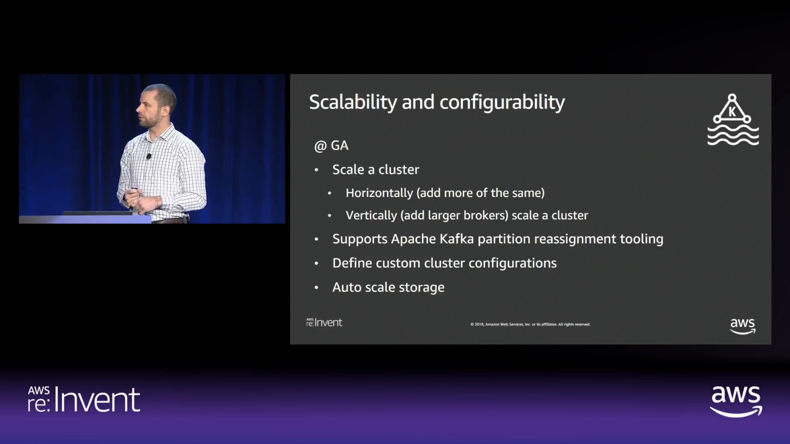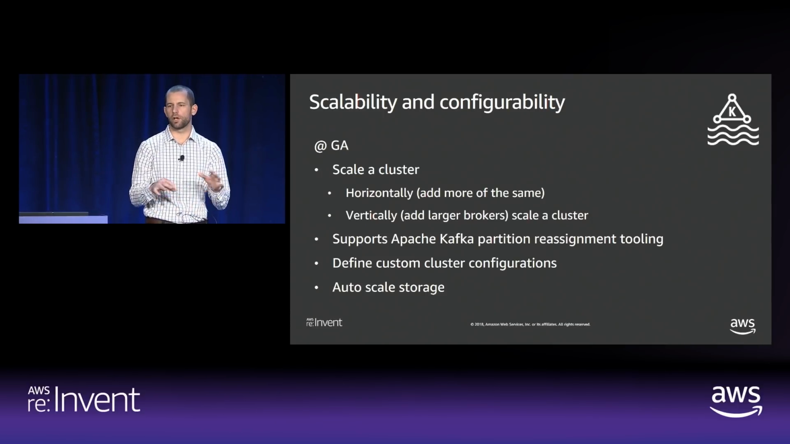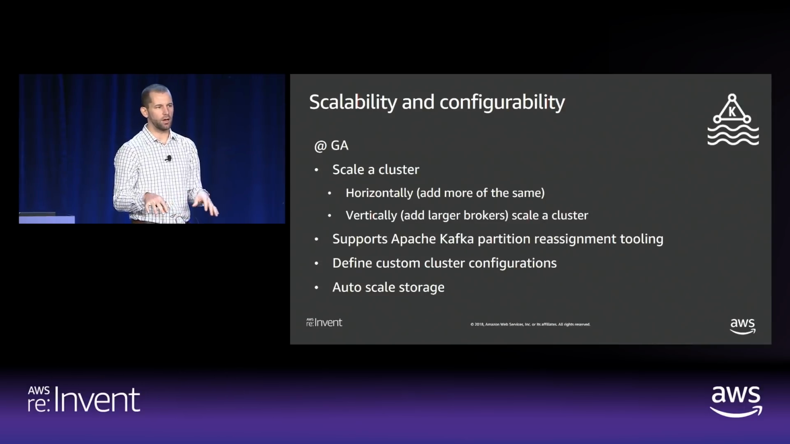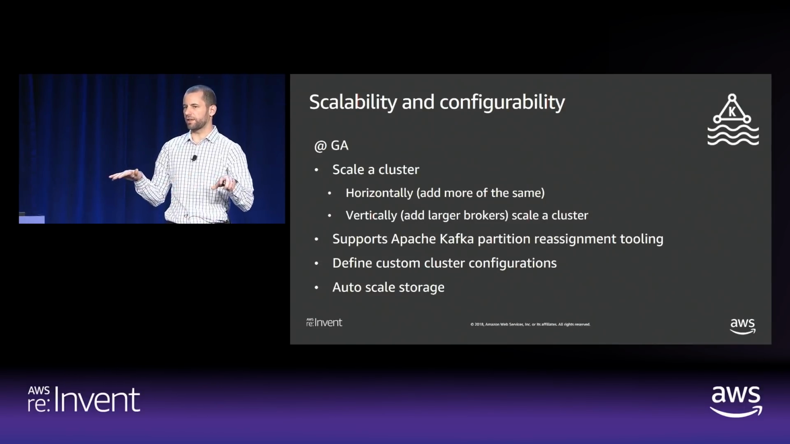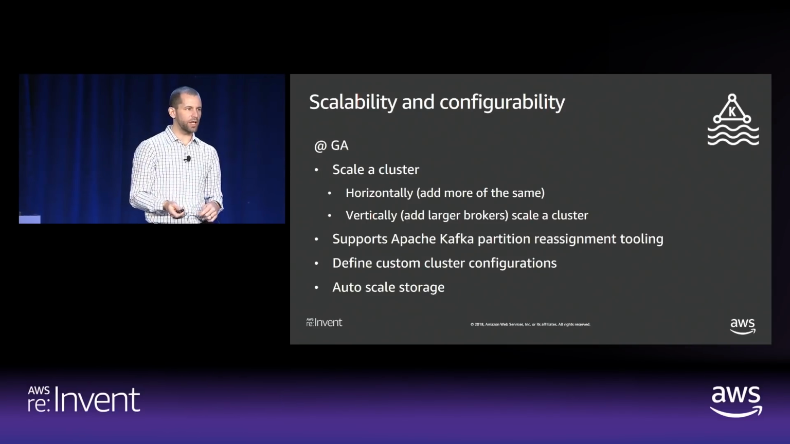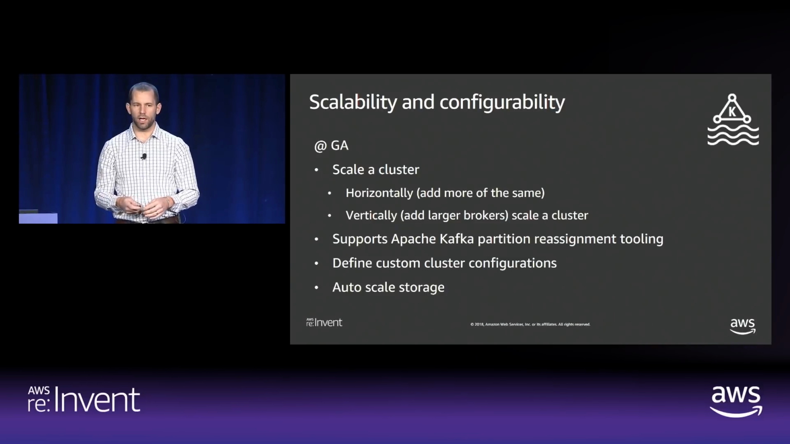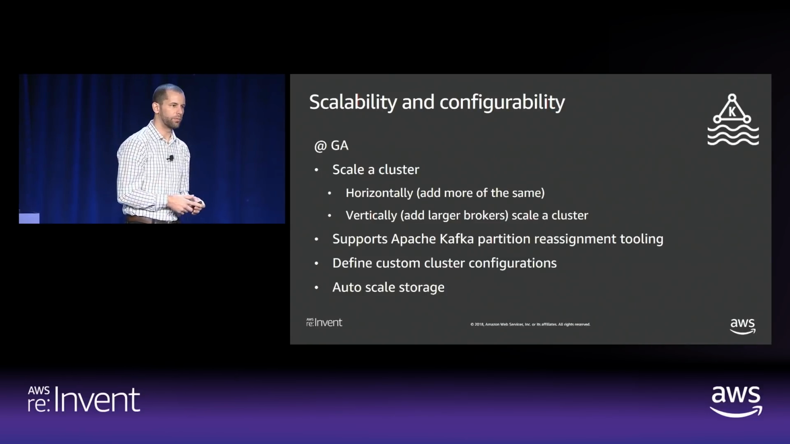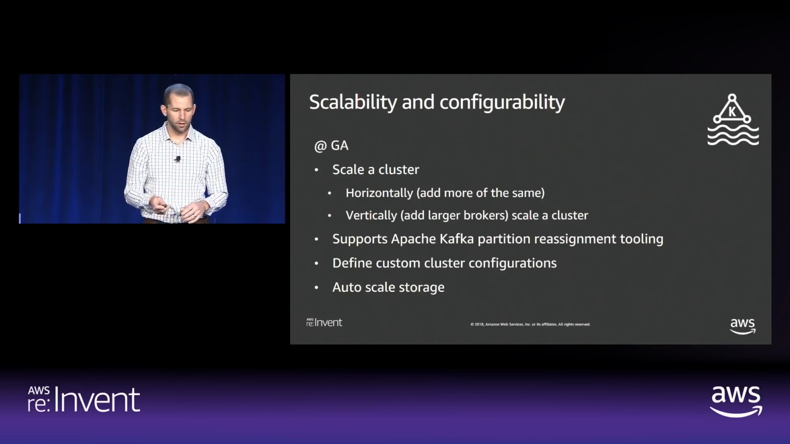When it's generally available, you'll be able to scale your cluster, so adding more brokers to an already created cluster. Right now in preview, when you set up a cluster, it's set at a fixed number of brokers. You can add more of the same type of broker to the cluster, or you can add more of a different type. So if you want to scale up vertically and go from an M5 large to a 2XL, you can do that.